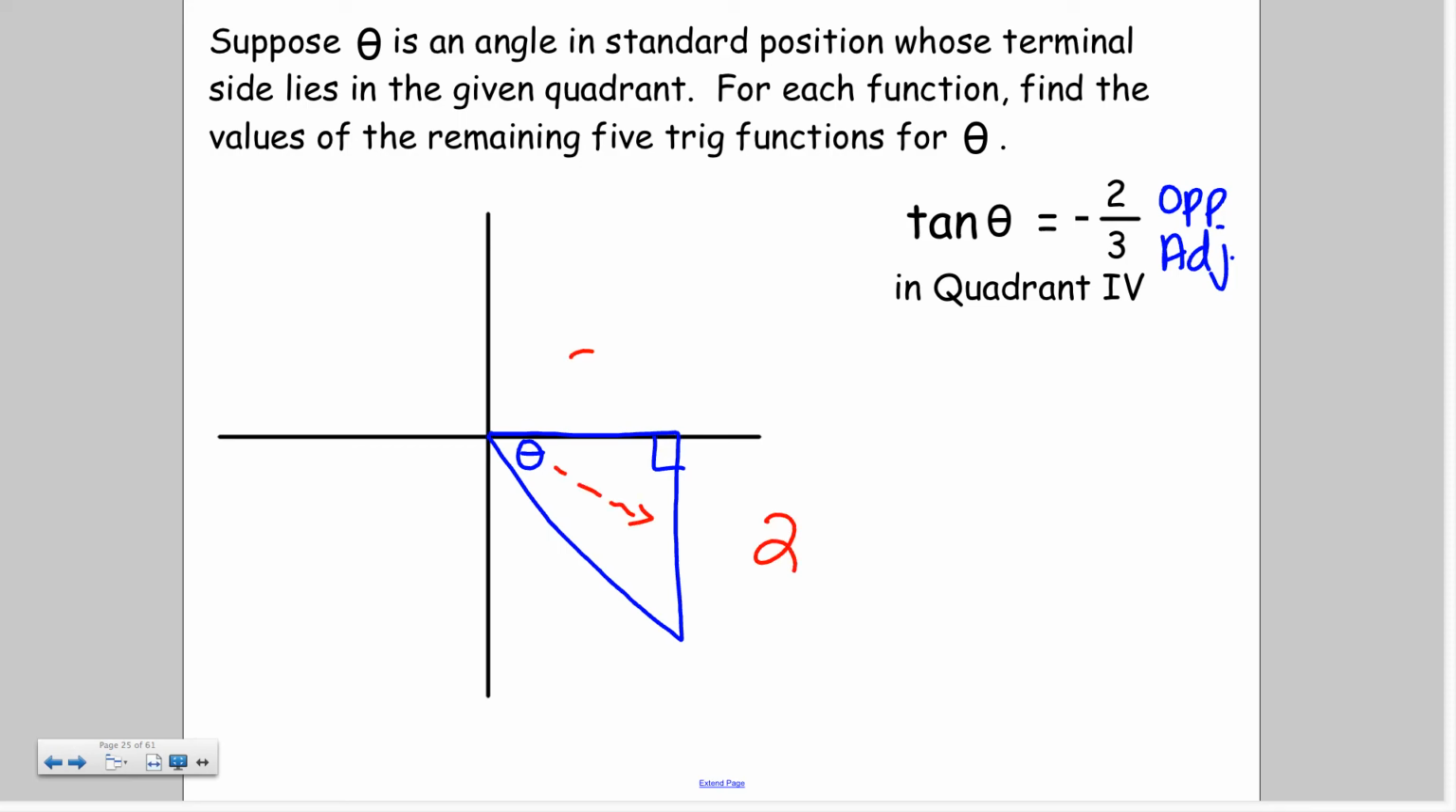The adjacent side is here. So now I have to use common sense and figure out which one should be negative. Remember, if you go to the right, it's positive, but if you go down, it's negative. So the 2 should be negative. I'm going to do Pythagorean theorem and get my third side, my hypotenuse. Remember, your hypotenuse is always positive. So now we can do our other 5 functions.